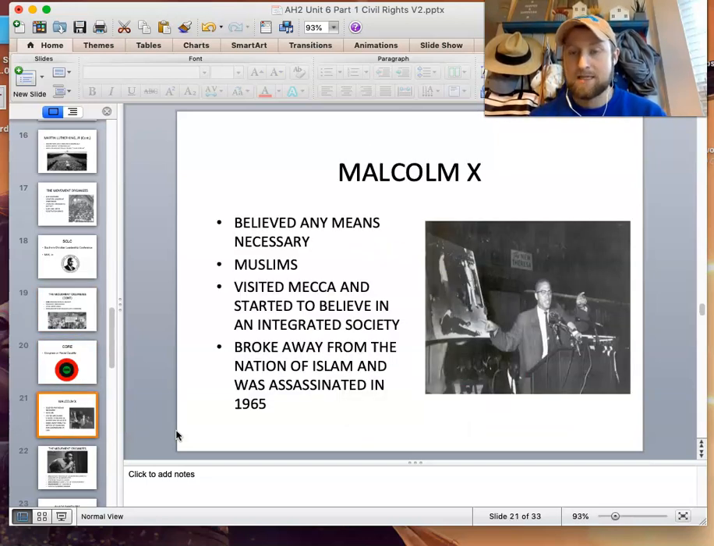Malcolm X, he is the other side of the civil rights coin from Dr. Martin Luther King. You have Dr. King, whose peaceful protest, civil disobedience, and you have Malcolm X, who's by any means necessary. Use violence if necessary to push America towards civil rights. Now, as he evolves, he actually comes around to the thinking of Martin Luther King late in his life. And he actually wants to march with Martin Luther King at Selma. We'll talk about the Selma March, I believe, in the next video lesson.